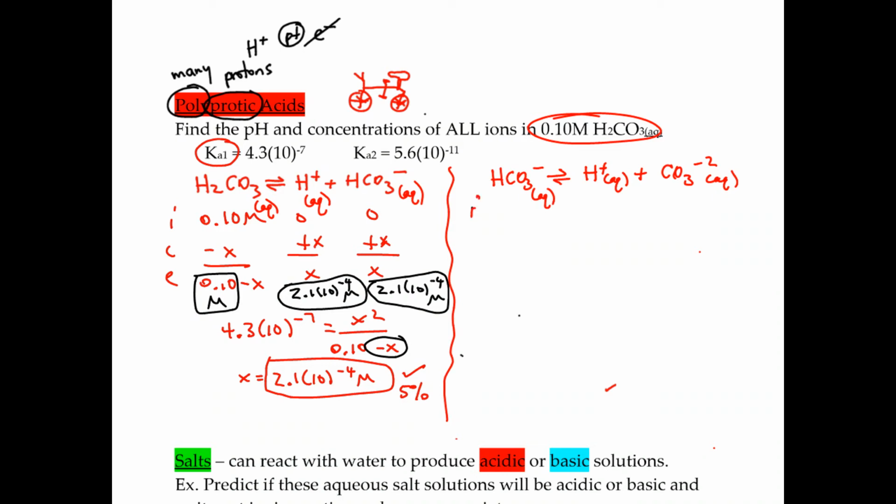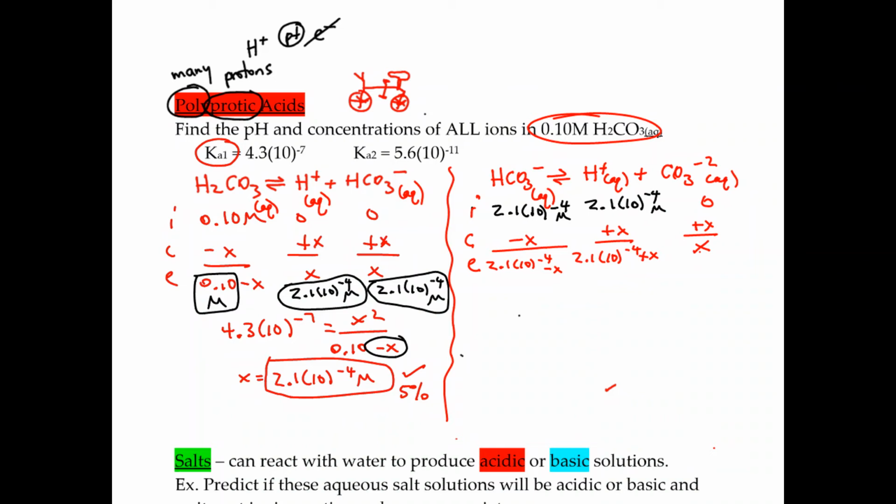So if I put ICE, we're going to copy down the bicarbonate, which is 2.1 times 10 to the minus 4th molar. We're going to copy down the H plus, also 2.1 times 10 to the minus 4th molar, but we're going to have 0 of the carbonate to start with. Again, we're going to shift to the right, so minus X, plus X, plus X. So it's going to be 2.1 times 10 to the minus 4th plus X, and 2.1 times 10 to the minus 4th minus X.